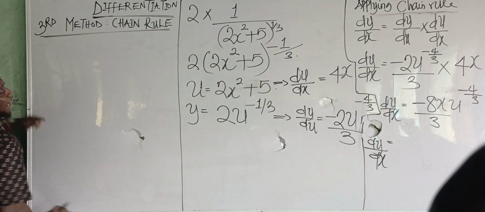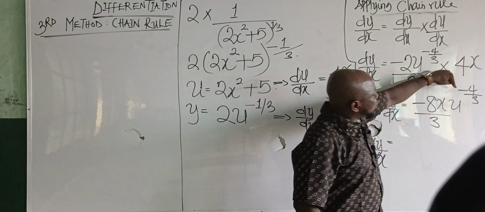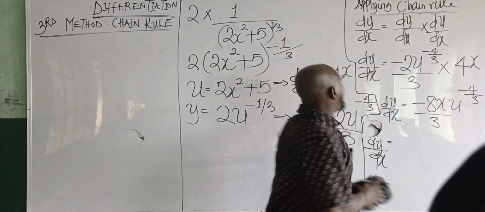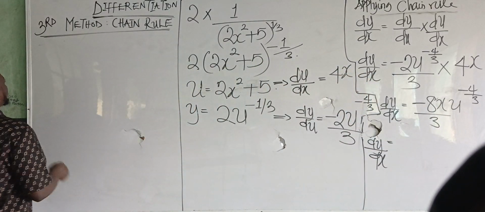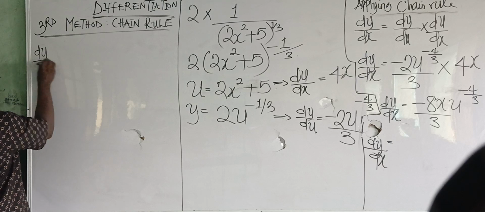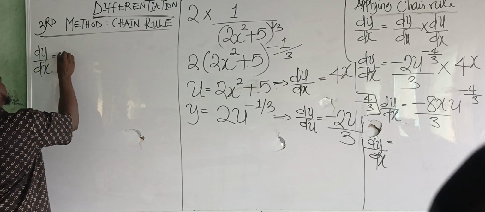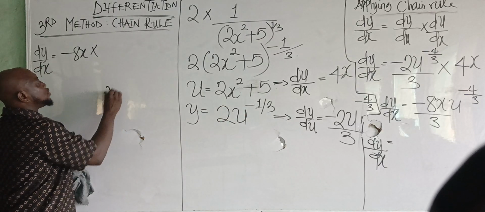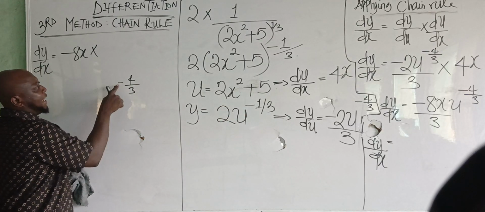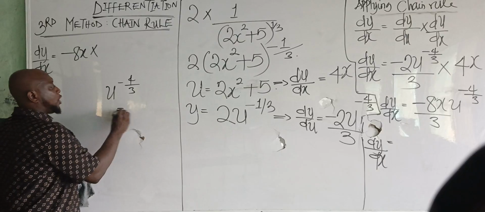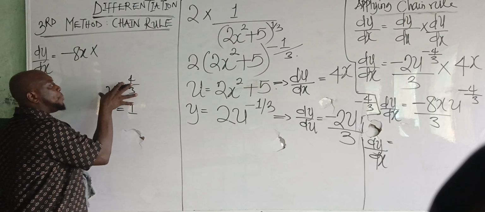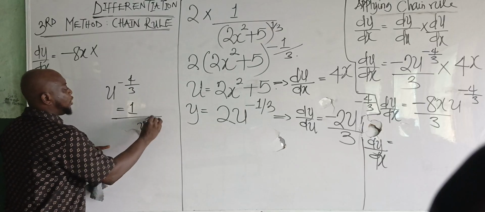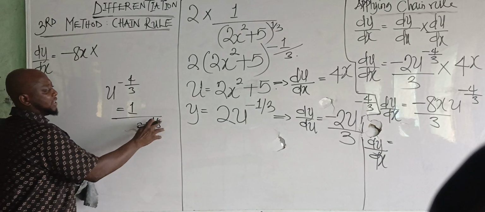What I'm going to do first is separate, because observe that this minus is on top of this u alone, not this 8x. So going further, I'm going to separate it. I will say my dy over dx here will give me the separation of minus 8x times. Applying the indices rule now, if you remove this minus here, we're going to have 1. So the 1 will press u raised to the power of 4 over 3 down. So that becomes u raised to the power of 4 over 3.